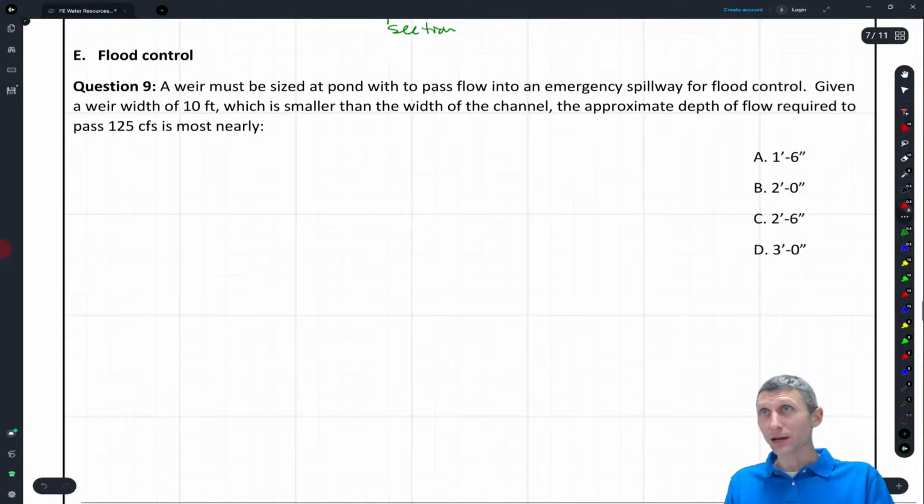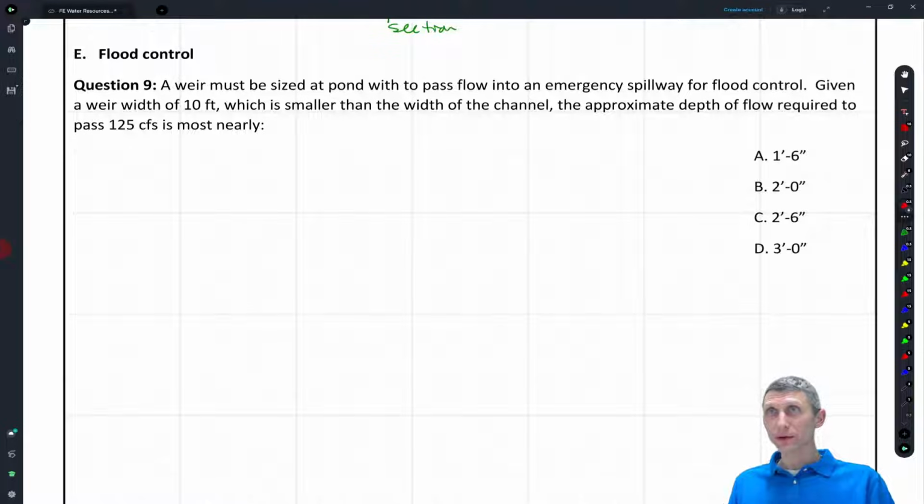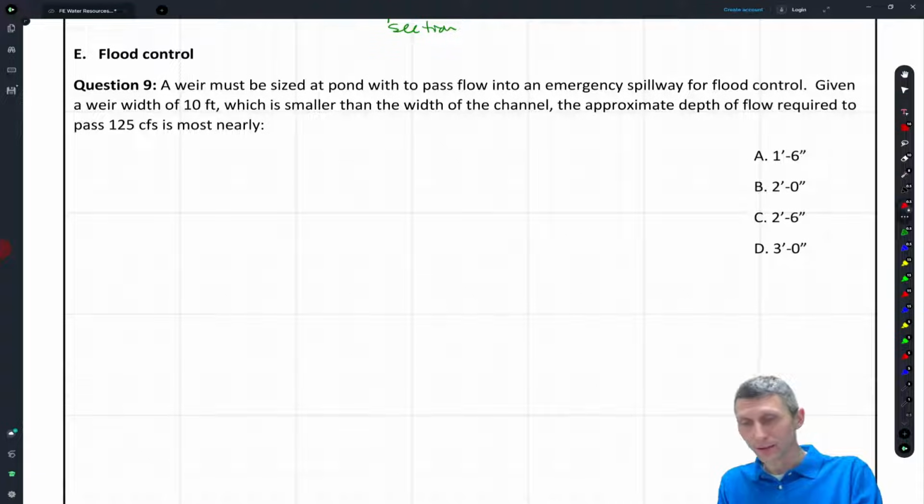And this kind of is a spin-off of that question, right? We have a weir that must be sized at a pond. At a pond, I thought I added that, but I must not have.